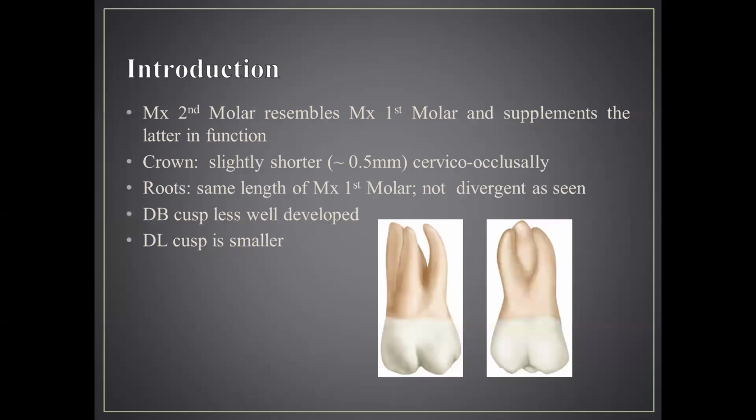So as you know, the maxillary second molar has a resemblance to the maxillary first molar. It has a supplementary function to that of the maxillary first molar. The crown is comparatively slightly shorter than that of the first molar, and the root is almost the same length with less divergence. The distobuccal cusp is less developed, and the distolingual cusp is comparatively smaller when compared to that of the maxillary first molar.